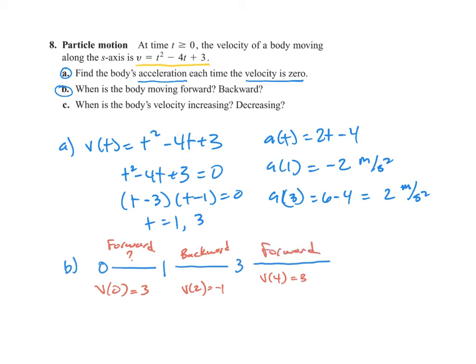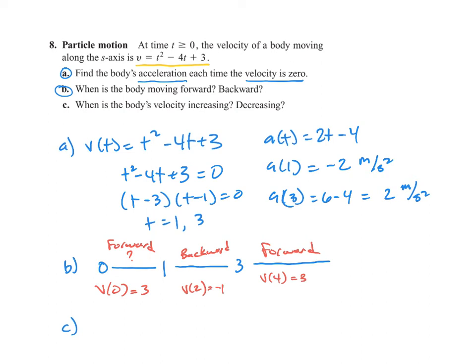What we're actually creating here is something called a sign diagram. We'll talk more about that later, but essentially we're positive between 0 and 1, negative between 1 and 3, and positive after 3. And so when I answer this question, I'll simply say that I'm moving forward for the first second and after 3 seconds, and I'm moving backward between 1 and 3.